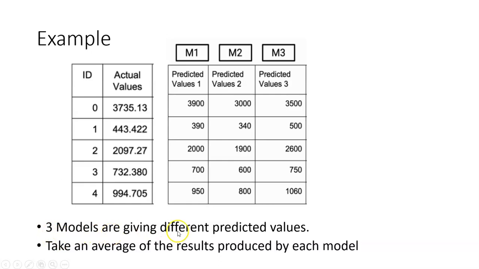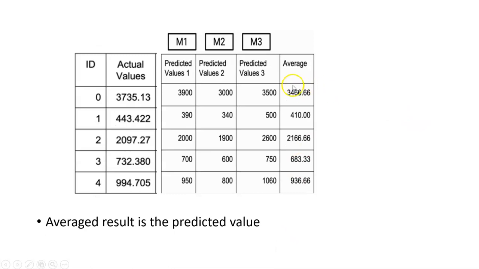So the three models are giving different predicted values. For example, model 1 may be of the least square method, or the second model may be of Bayesian regression, and so on. So the three models provide three different results. We are going to take an average of the results produced by each model. On taking the average, we get some value. This is the final output instead of showing any of the three outputs. So the final average result is the predicted value.